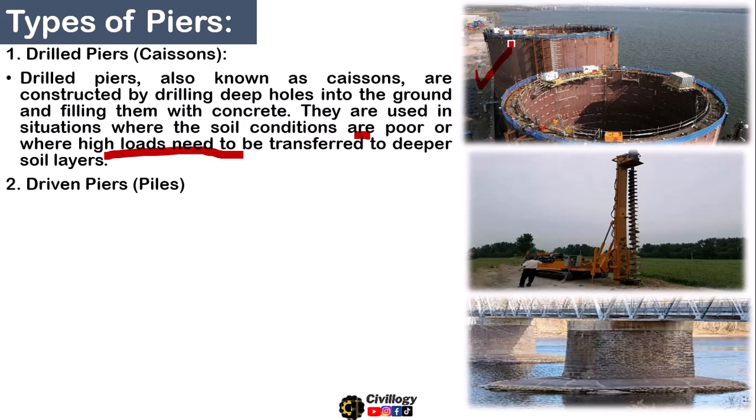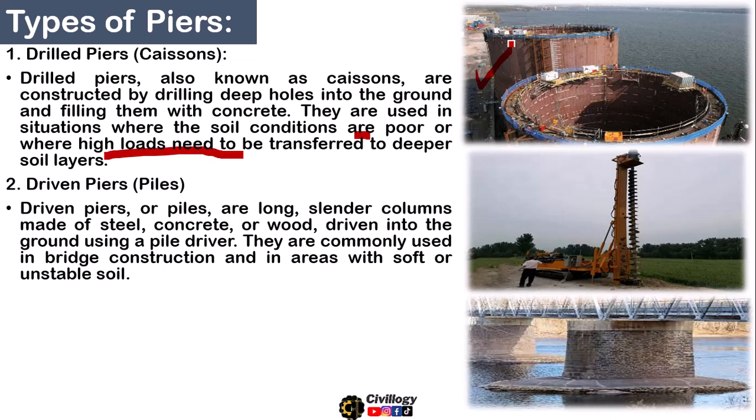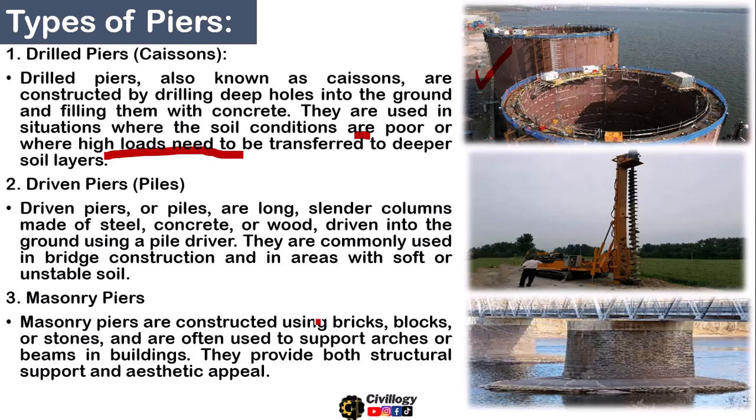The second type of pier is driven piers, which are also called piles. Driven piers or piles are long cylindrical columns made of steel, concrete or wood driven into the ground using a pile driver. They are commonly used in bridge construction and in areas with soft or unstable soil. The third type of pier is the masonry pier. Masonry piers are constructed using bricks, blocks or stones and are often used to support arches or beams in buildings. They provide both structural support and aesthetic appeal.